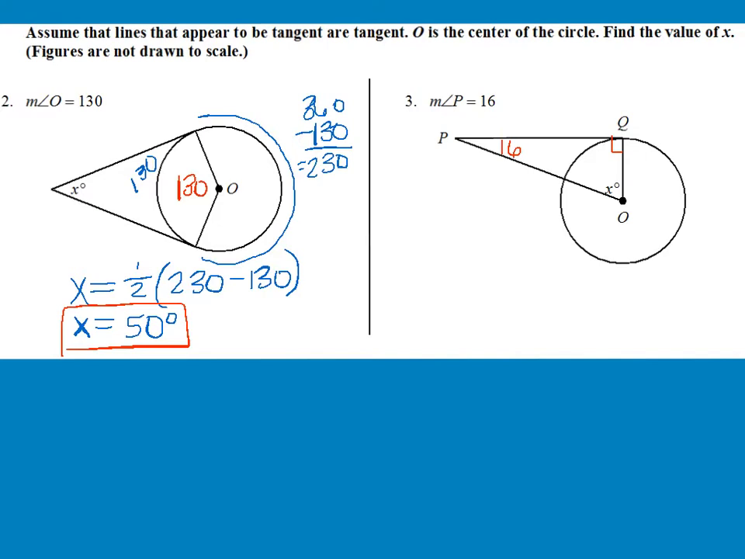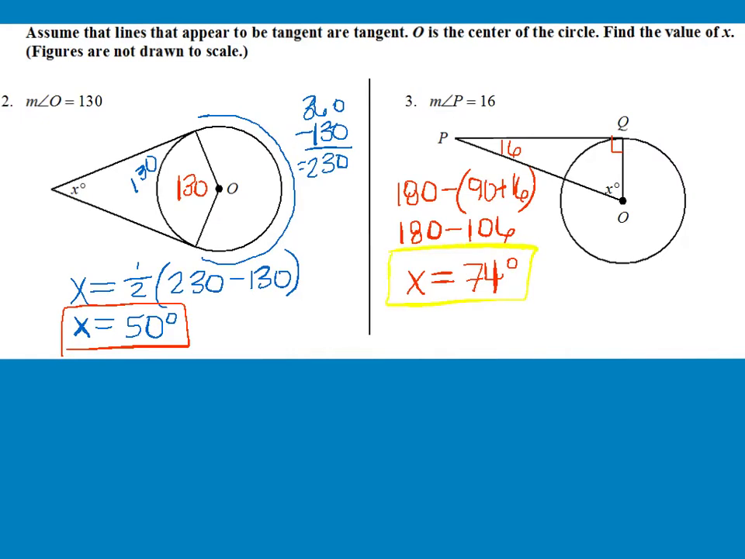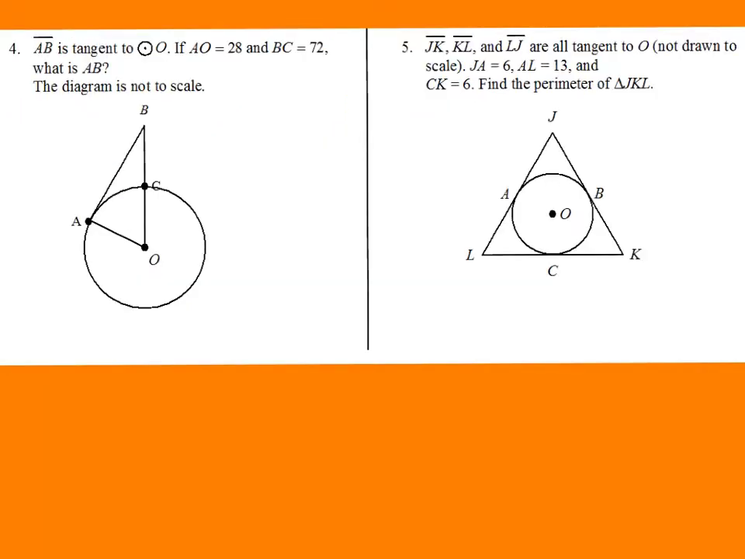So if we want to solve for angle x, well, we see we have this triangle right here, and we know triangles add up to 180. So all I have to say is 180 minus the sum of 90 plus 16. And that's going to give us x. So 180 minus 106. So x is equal to 74 degrees. And here's my answer for number 3. Alright, moving on to number 4.